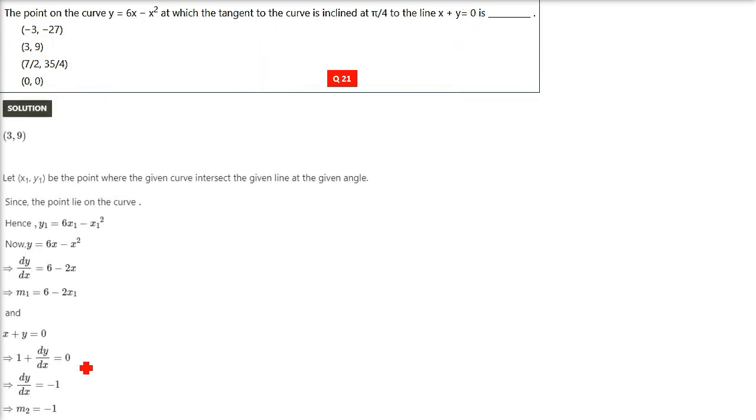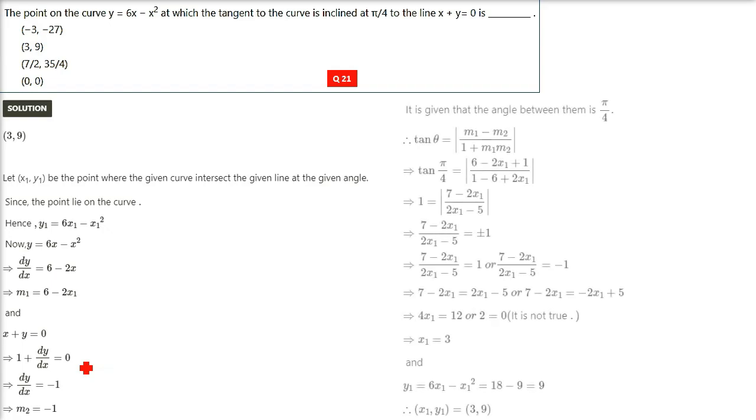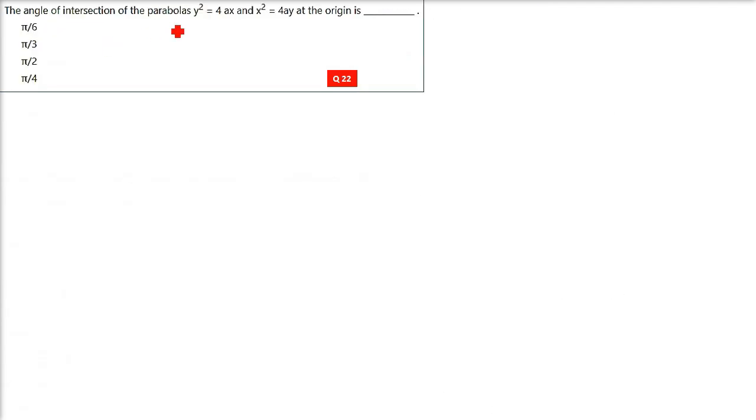So let me show you the step-by-step procedure that you have to follow. One by one process, with the written content in front of you that you have to follow. So this is a different kind of question we have done. The angle of intersection of the parabolas, this one and this one, at the origin is.